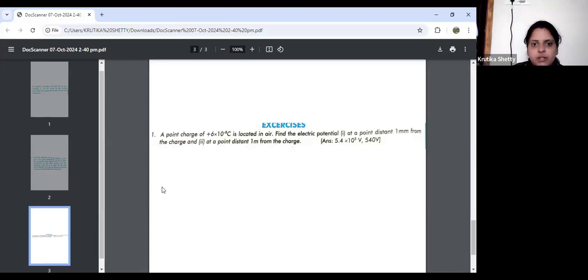A point charge, so the value of the charge is given as 6 into 10 raised to minus 8 coulomb, which is located in air. Find the electric potential at a distance. The first distance is given as 1 millimeter. So 1 millimeter will be what? 1 into 10 raised to minus 3 meter, or simply 10 raised to minus 3 meter.